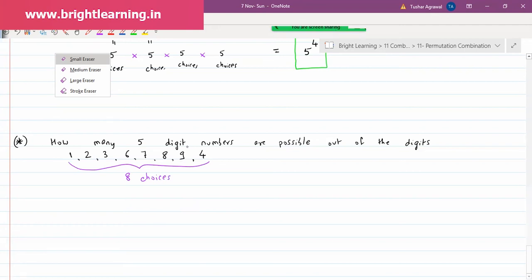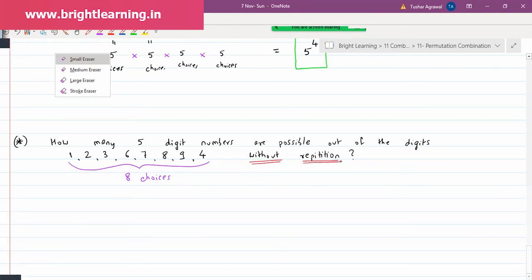How many? Don't answer. 1 minute. I have not finished the question. How many 5-digit numbers are possible out of these 8 choices without repetition? Okay. Without repetition. This is very, very important.